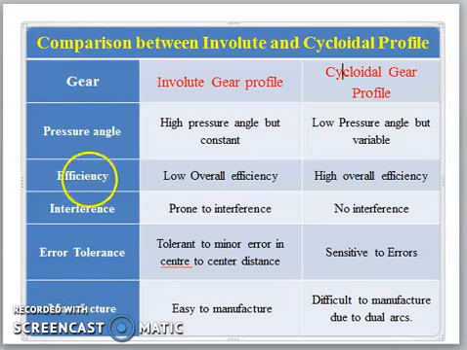Simple, you just write five differences. Pressure angle: high but constant for involute, low but variable for cycloidal. Efficiency: overall efficiency is low for involute and high for cycloidal. Interference: there is a chance of interference in involute, and no interference in cycloidal. Error: involute is sensitive to errors, while cycloidal is tolerant to minor errors in the center-to-center distance. Involute is very easy to manufacture, and cycloidal is difficult because it is a dual arc in structure.